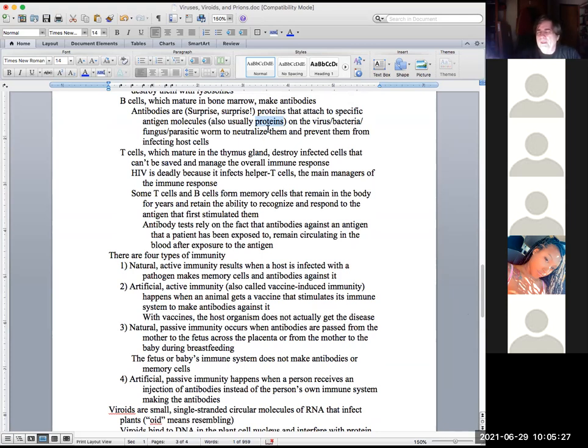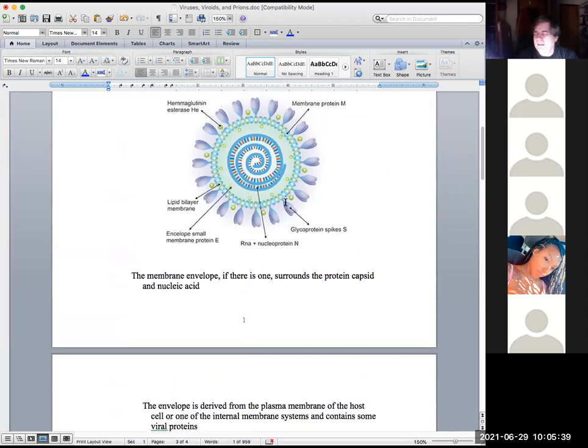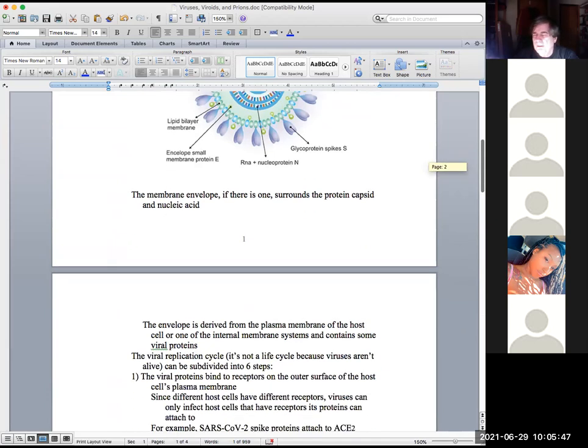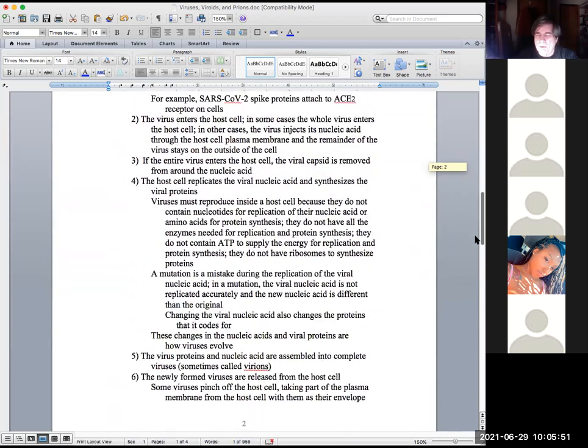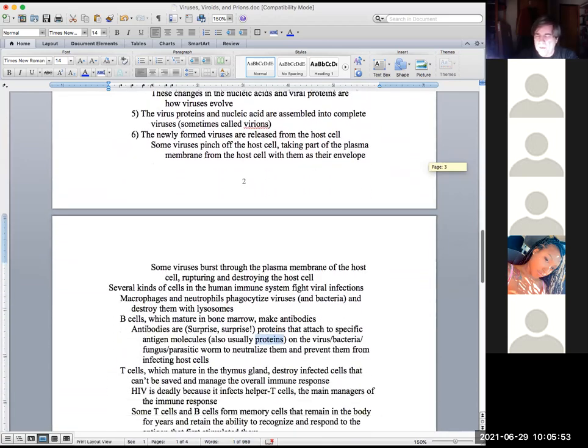Now, when your cells make antibodies, again, antibodies are very specific. They're proteins, so we know that means they're going to work according to their three-dimensional shape. So an antibody that attacks the virus through the spike protein won't work on the virus that causes the flu or a virus that causes meningitis. It only works on this one protein.